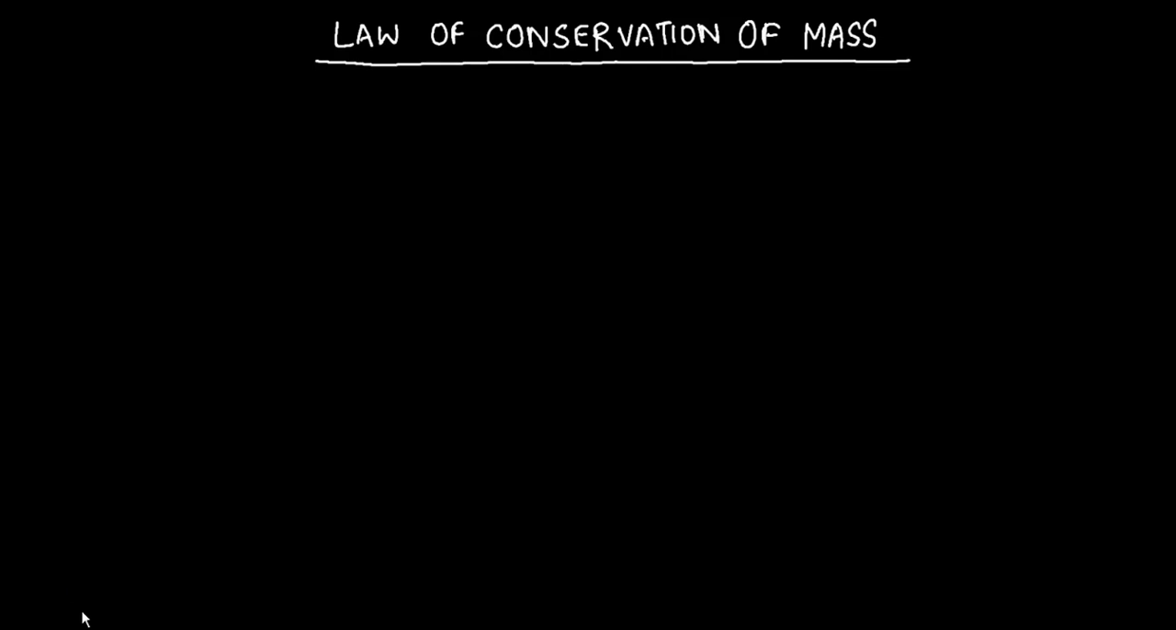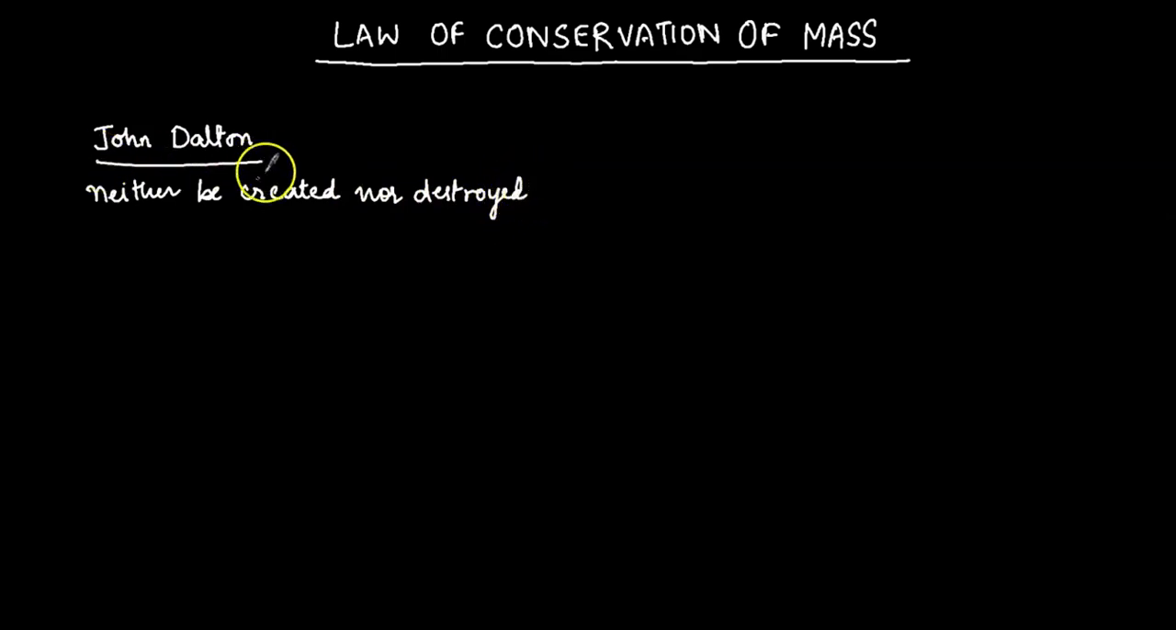Today in this video we'll discuss the topic Law of Conservation of Mass. You might have heard about John Dalton. John Dalton postulated his famous atomic theory, and later on he proposed in his theory of the atom that atoms can neither be created or destroyed, but change from one form to another. That means atoms could neither be created nor destroyed, but they could be changed from one form to another. Hence, matter too, which is made up of atoms, can neither be created or destroyed.